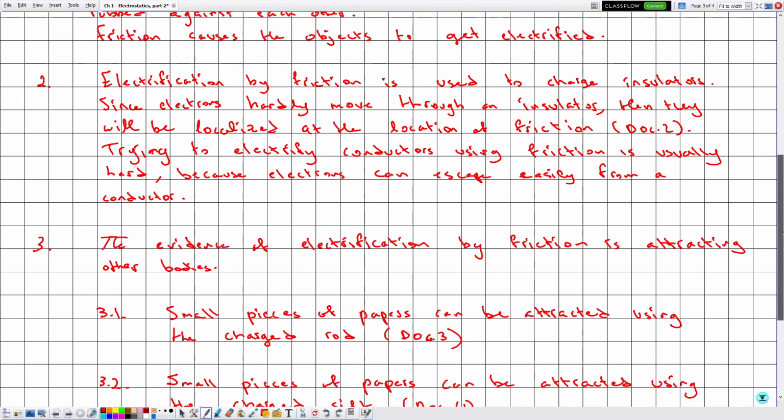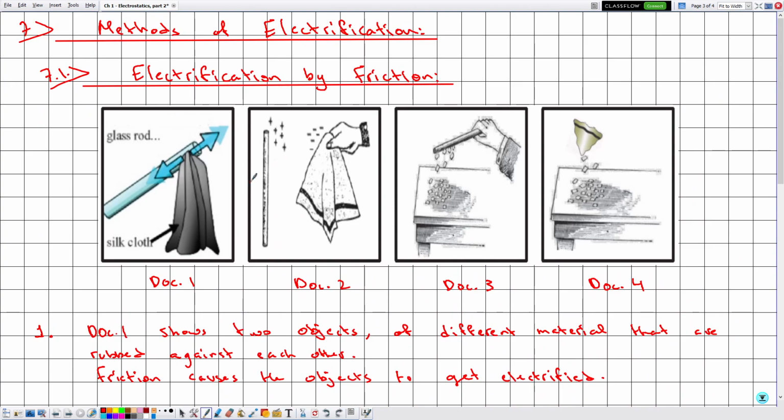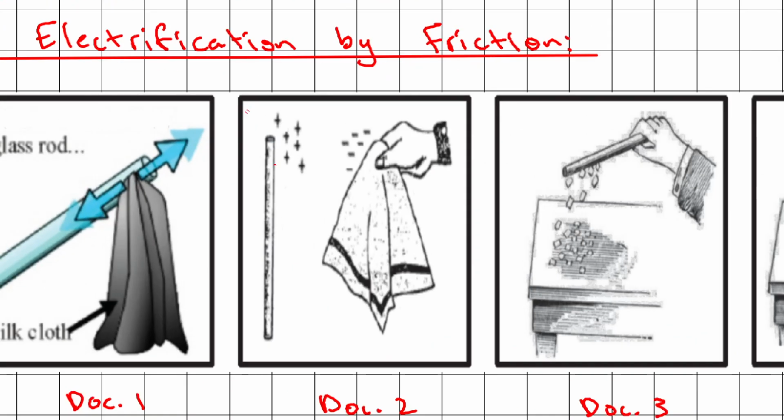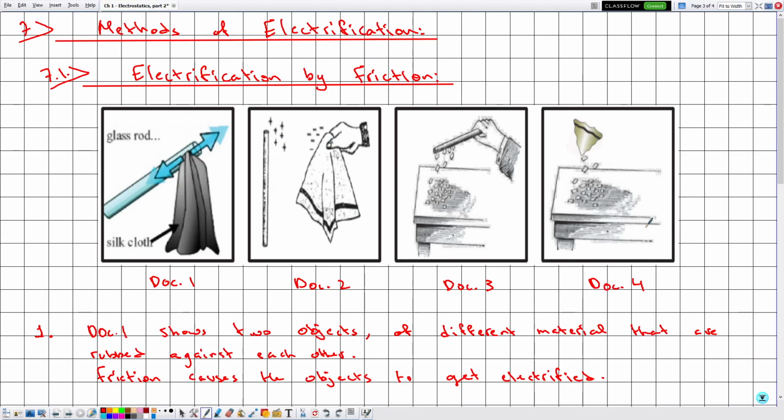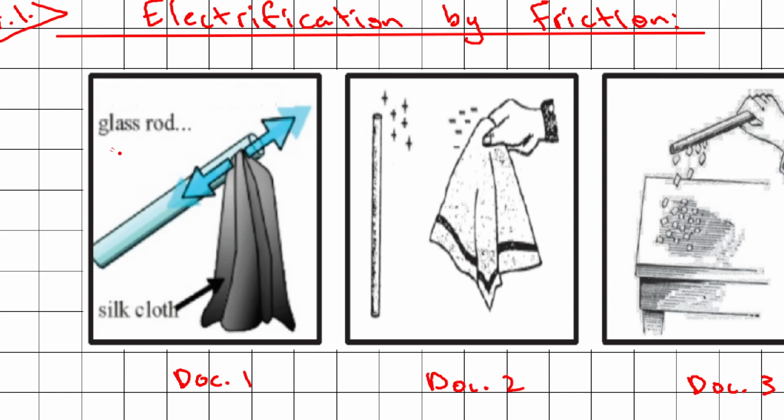Now in such a process of electrification, it's very important to mention that both will not become positively charged, nor negatively charged, but one of them is gonna be positive and one of them gonna be negative. So this rod is gonna have a deficit in electrons, which makes it positively charged, and this one's gonna have an excess of electrons, which is gonna make it negatively charged. And the thing is that by the process of rubbing, electrons will move from the rod to the silky cloth, which makes this positively charged and this negatively charged.